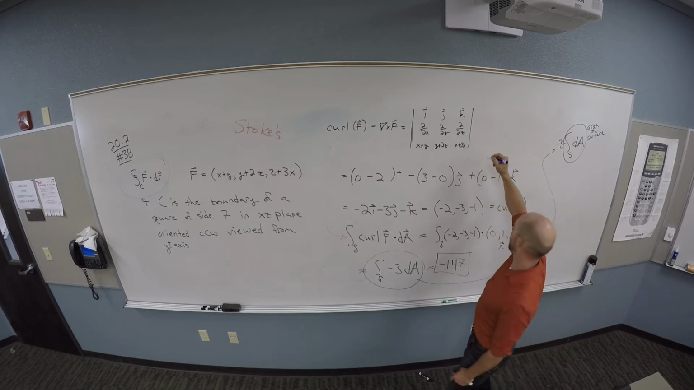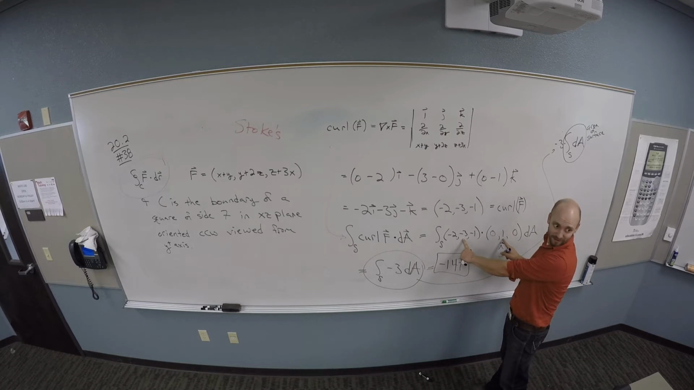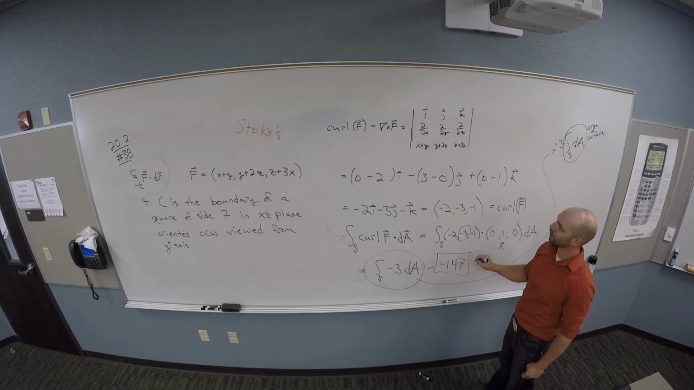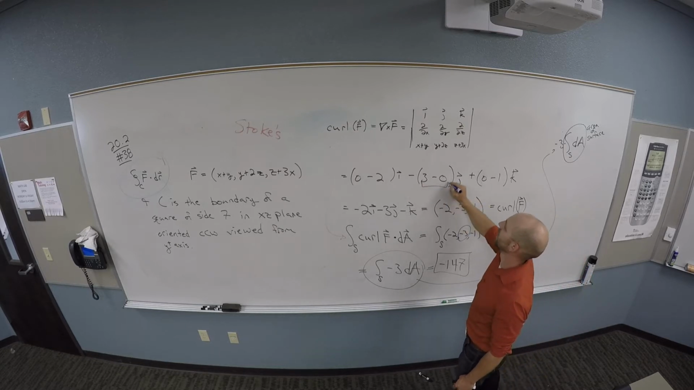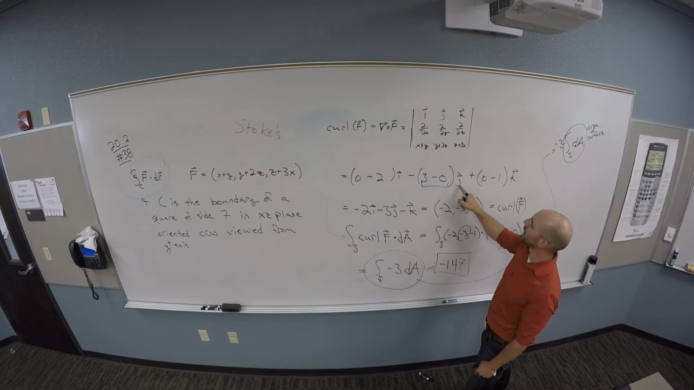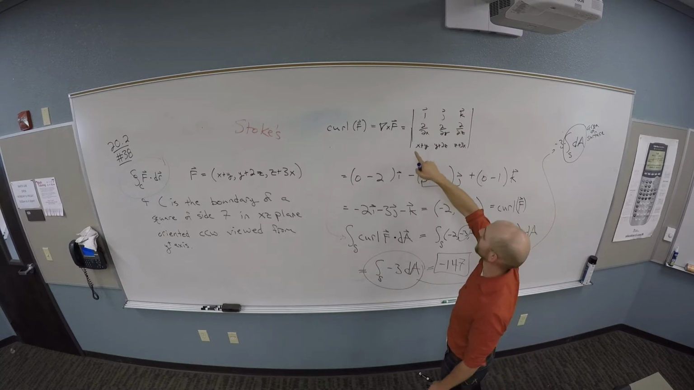How about right here? See, I dotted this thing with j. Right, so I was actually only ever interested in this component. Where'd that 3 come from? That 3 came from right here. That was the j component from the curl. You guys see that?